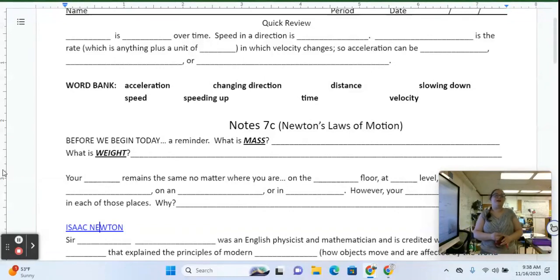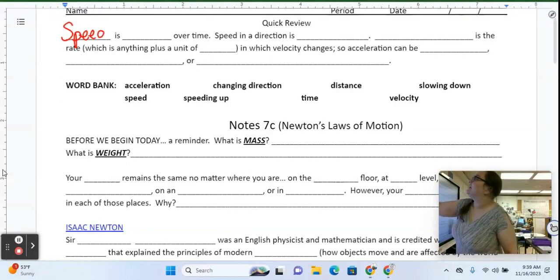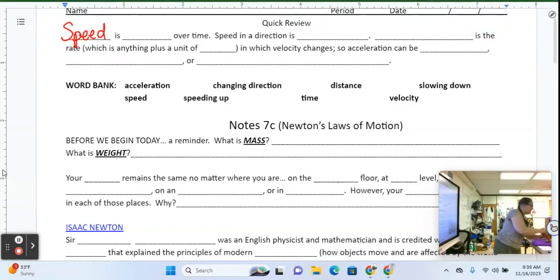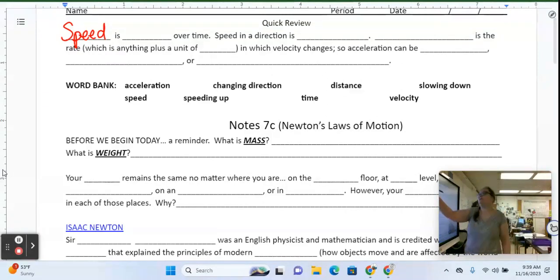All right, so what have we been talking about this whole time? The last set of notes on 7A, Amari, what were we talking about? That was the unit was something over time. What is something over time? Speed. So speed is something over time. How do we calculate speed? What over time? Desiree. Distance. Speed is distance over time.